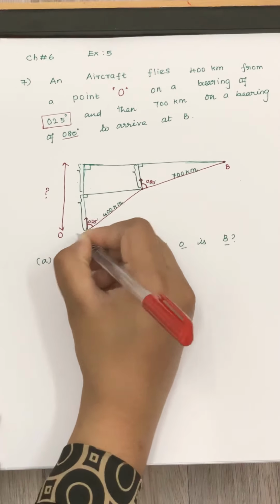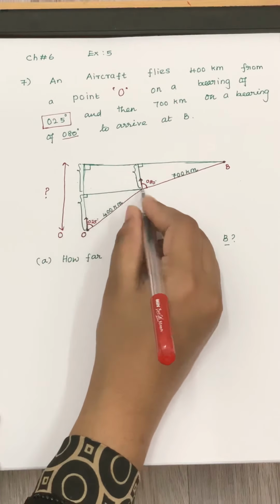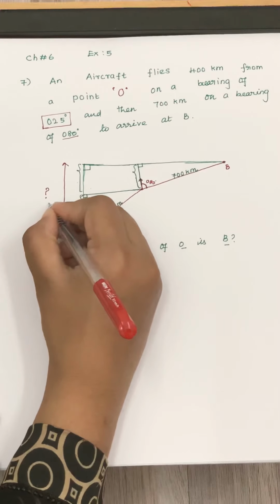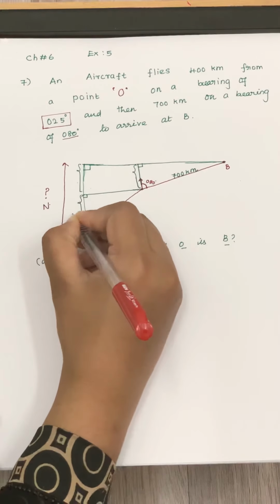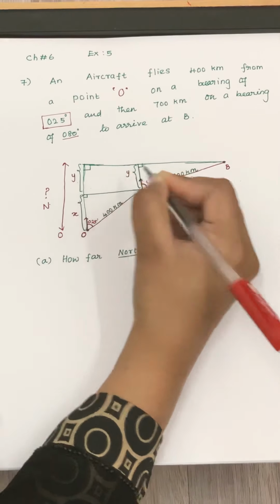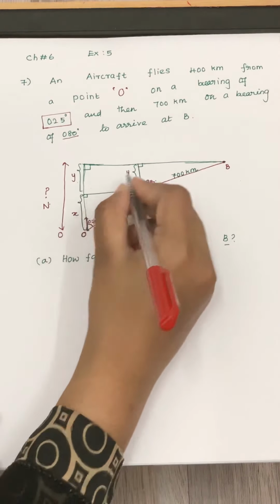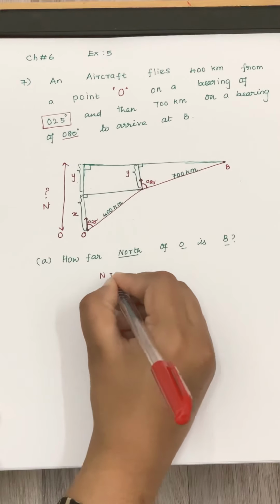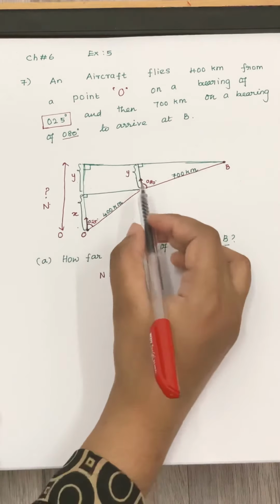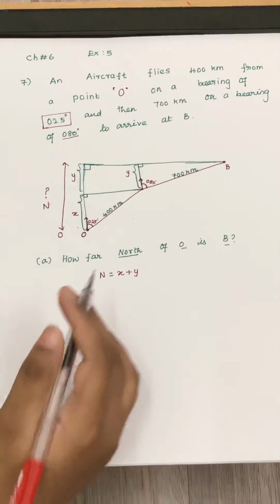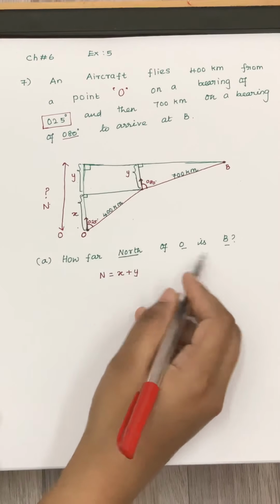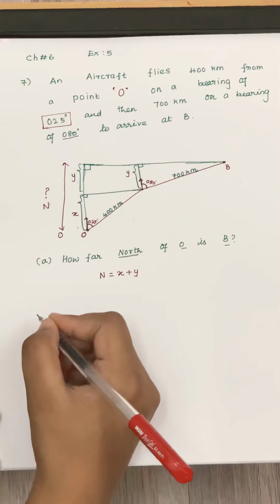First, this is point O, and this is one triangle. In this triangle, which length do I have to find? This one, which is actually the north direction, that's why I take N. I mark this one X and this one Y. So N is equal to X plus Y. First I have to find X, and then I find Y. Once I know X and Y, sum those two, and that will give me the north of O to B. How do I find my X?